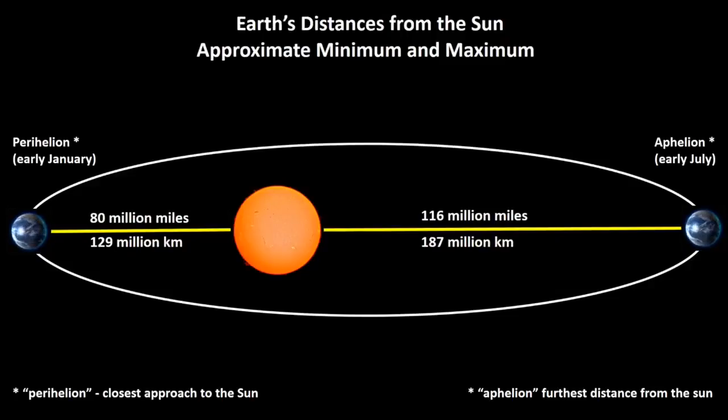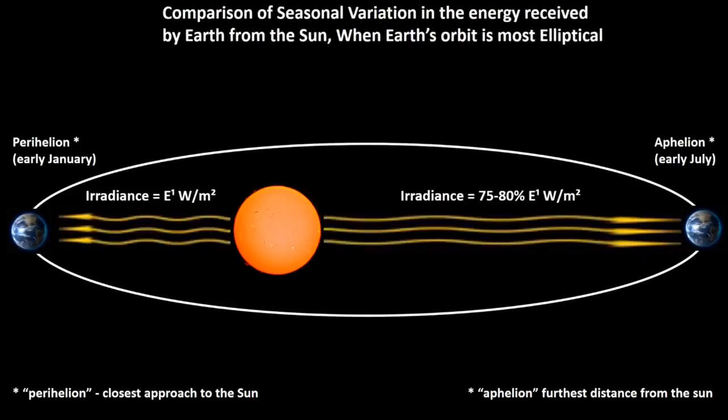When the orbit is at its most eccentric, the separating distance when we are closest to the Sun is approximately 80 million miles, 129 million kilometers. And when we are furthest from the Sun, the separating distance is roughly 116 million miles, 187 million kilometers. This translates into a difference in the total solar irradiance of between 20 to 25%.